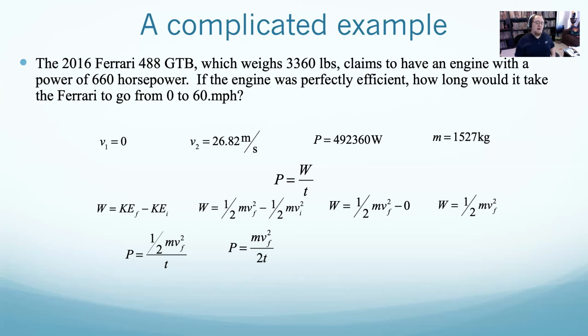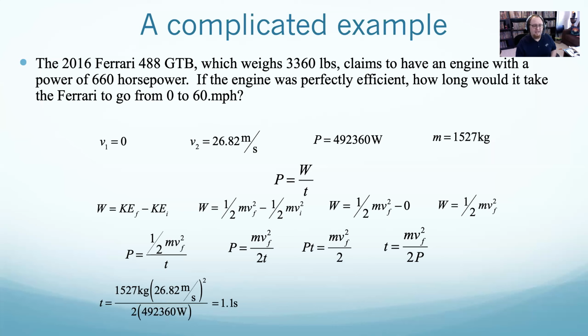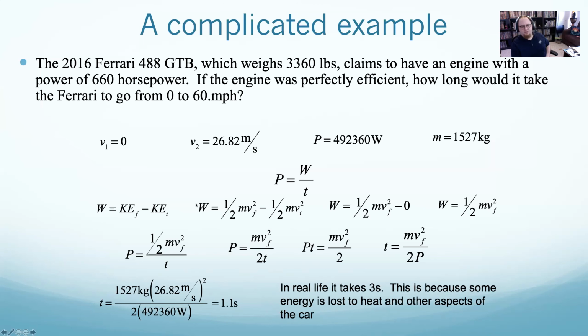But I want to solve for time. If I'm going to solve for time, I will multiply both sides by t, divide both sides by p. And by plugging in my values, I can get that it takes 1.1 seconds. Now, this car does not go 0 to 60 in 1.1 seconds. It takes it 3 seconds.